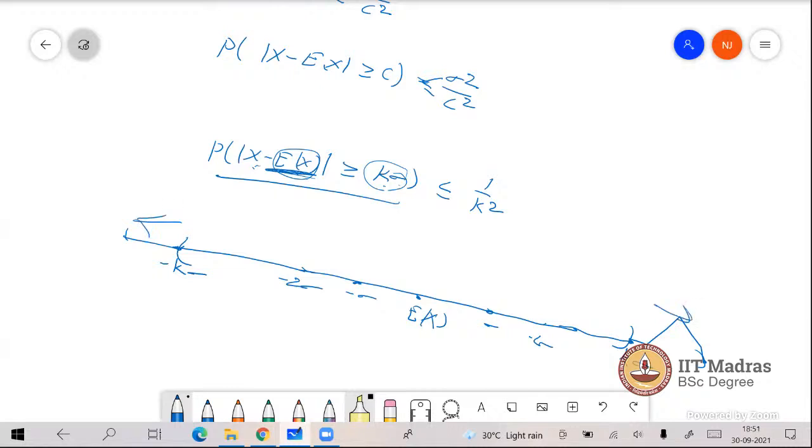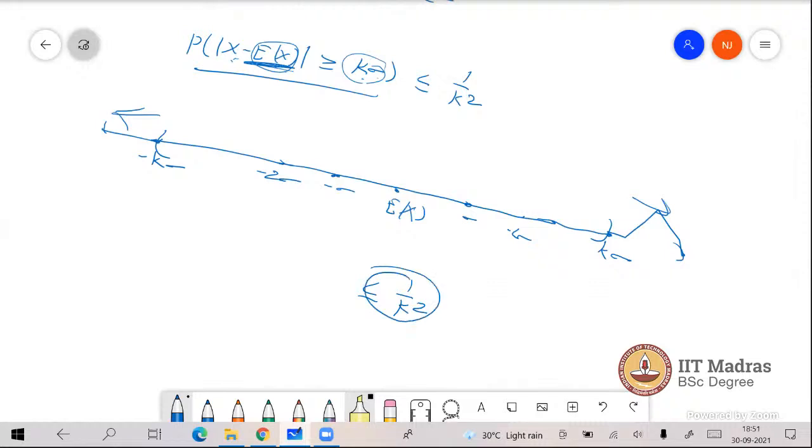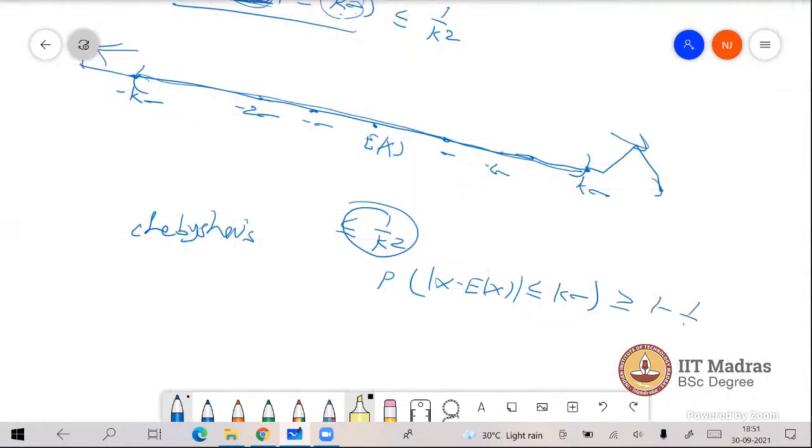Here or here. So this probability is always less than or equal to 1 by k square. So this is the Chebyshev inequality. Inside this interval, the probability that X minus expectation of X lies within k sigma is always greater than or equal to 1 minus 1 by k square, right?